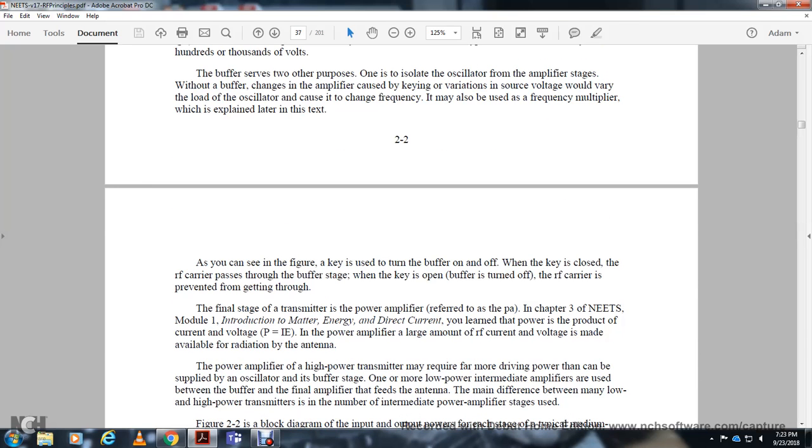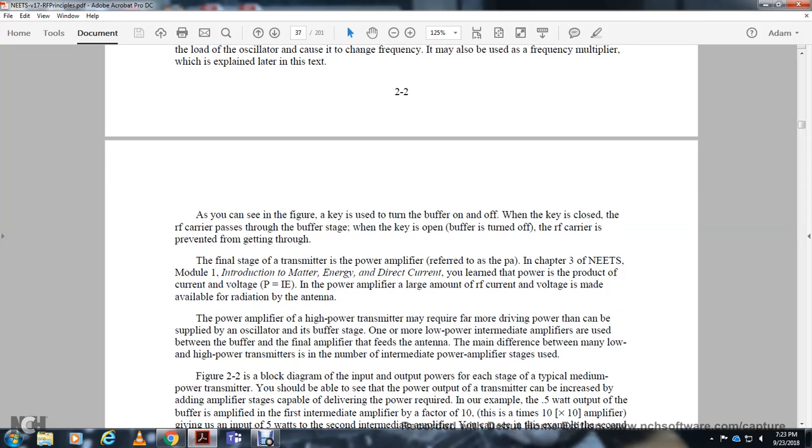As you can see in the figure, the key turns the buffer on and off. When the key is closed, the radio frequency carrier passes through the buffer stage. When the key is open, the buffer is turned on, but the radio frequency carrier is prevented from getting through. The final stage of the transmitter is the power amplifier, referred to as the power amplifier.